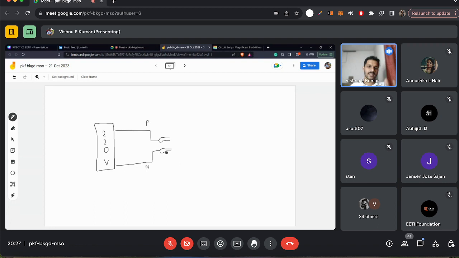You are holding the phase as well as neutral. So what will happen is that when you are holding those two wires, current will flow through your body. From phase to neutral, the current will flow through your body. And suppose this is not the case. Suppose we are having another 220 volt.